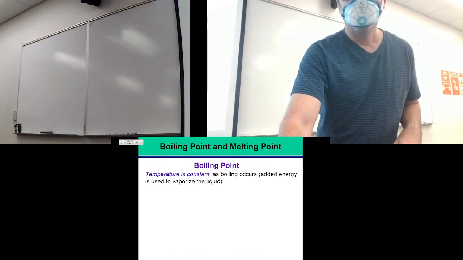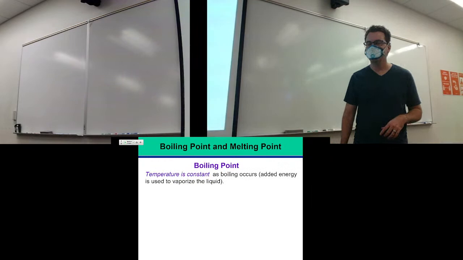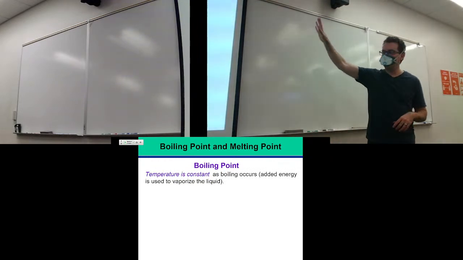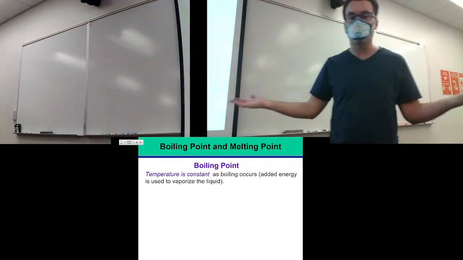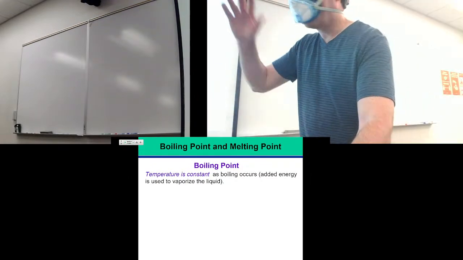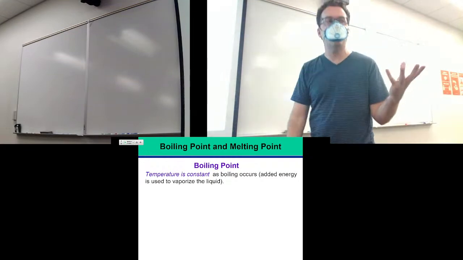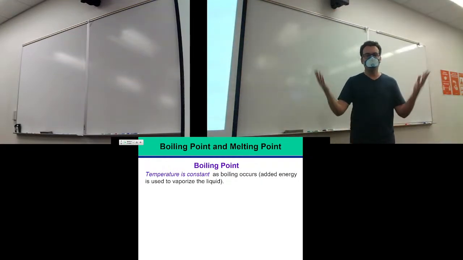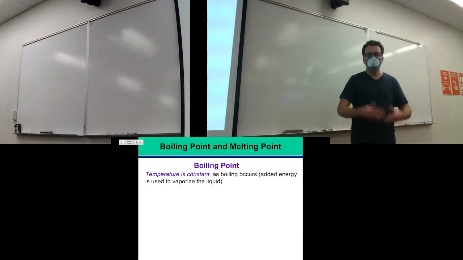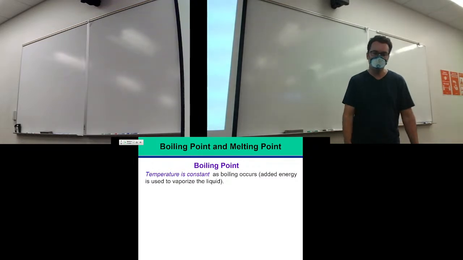Besides that, as you can see from the heating curve, when something boils, the temperature doesn't change. During the time it's boiling, and this makes sense, if I boil water, put a thermometer in it, it's going to read 100 degrees. It's not going to change until the water's gone. And then it'll heat up.